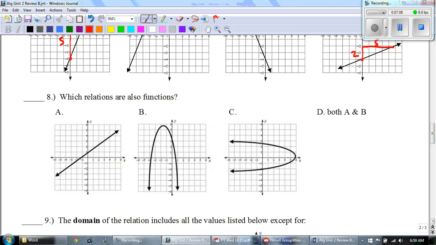All right, which relations are also functions? Remember that we need to do the vertical line test to do this. So it just means that I can go anywhere and draw a vertical line, and no matter where I go, it touches once. So woohoo, I'm done, right? No, which relations? Okay, so looking at B, no matter where I draw the vertical line, B passes, and then C, no. So D is our correct answer, both A and B.